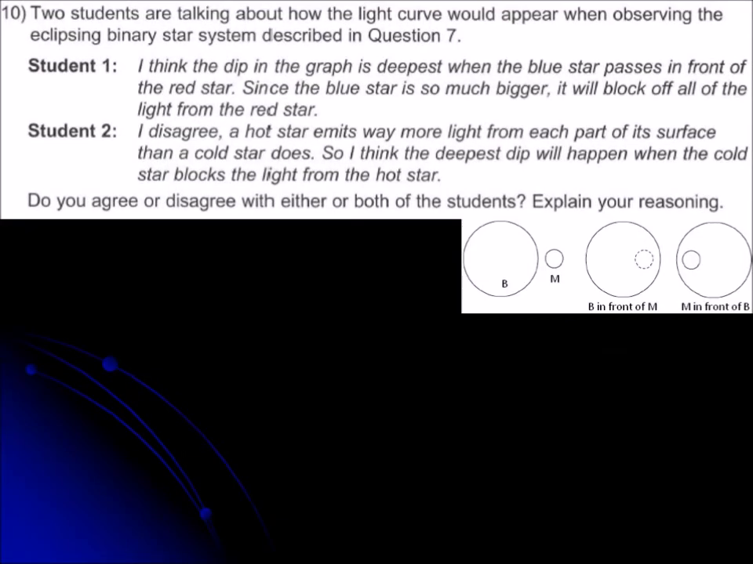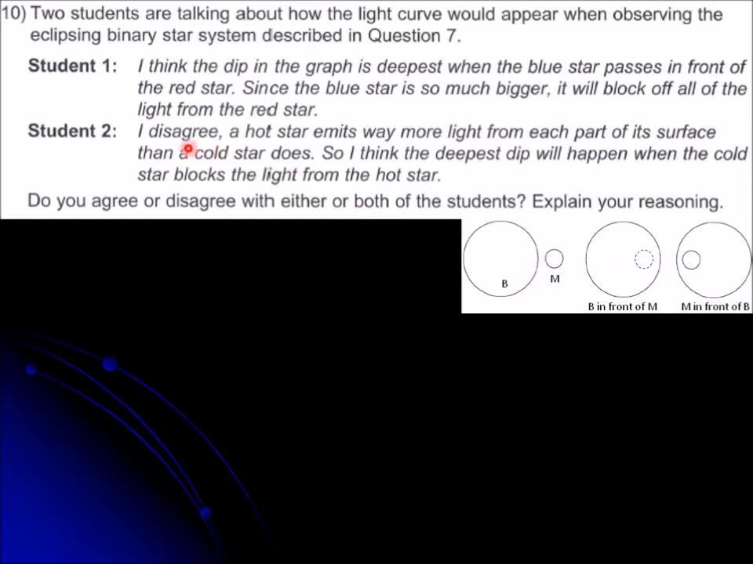In this case, 2 students are talking about how the light curve would appear when observing the eclipsing binary system seen before, which is this case here. Student 1 says, I think that the dip in the graph is deepest when the blue star is in front, like in this case of the red star. Since the blue star is so much bigger, it would block off all of the light from the red star. All of this is true, but it would be less light than in this case, for instance.